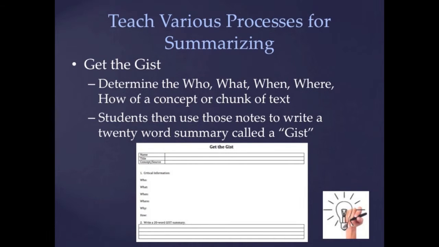The last example is a graphic organizer called Get the Gist. Students would determine the who, what, when, where, and how of the concept or chunk of text they are reading. Students would then use their notes to generate a 20-word summary called a gist.